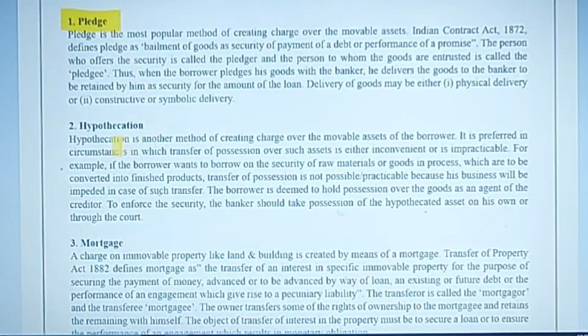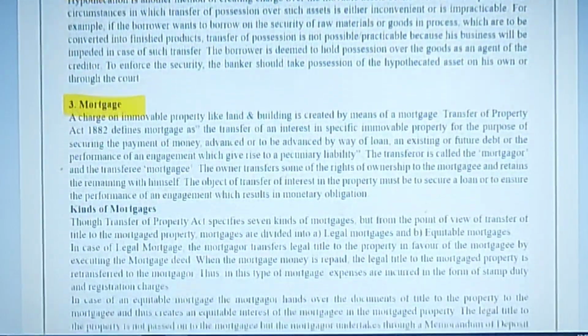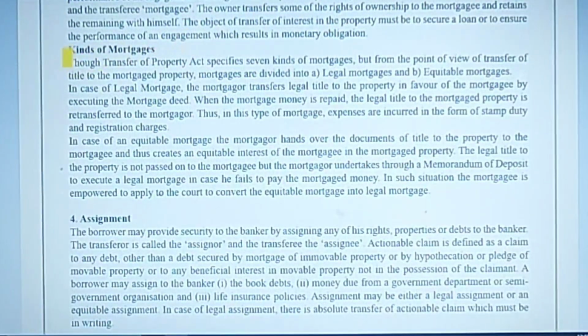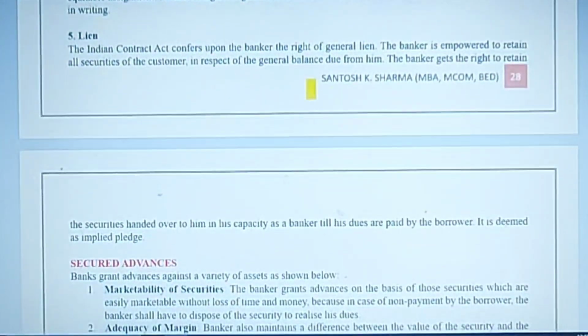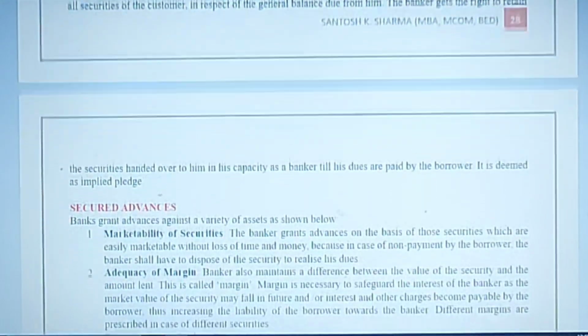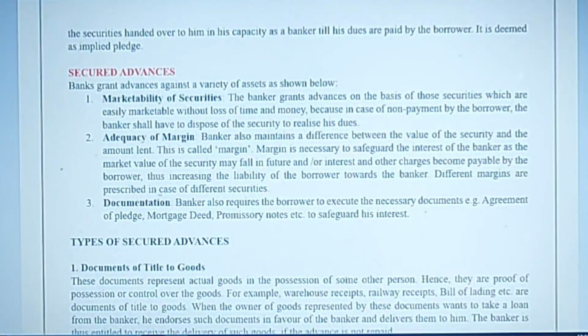The first one is pledge. Then we can also do hypothecation of that. We can directly mortgage our assets with the bank. These are the different types of mortgages that you can also specify in your answer. One more type is assignment. Then we have lien. So these are the different types of security; we can secure our assets with the bank.